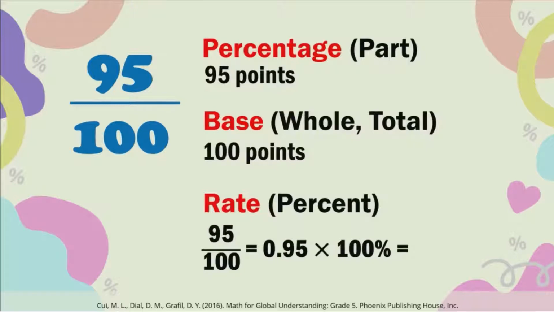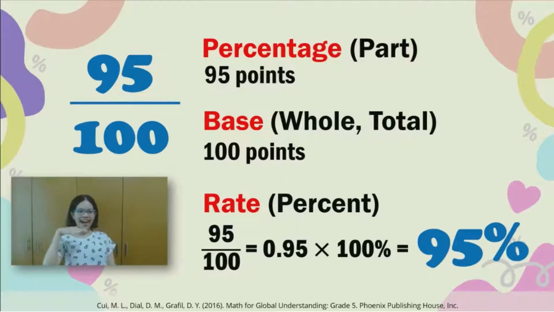95 divided by 100 is 0.95. Multiply the quotient 0.95 by 100%. So, 95% is your rate in the exam, the part you got correctly out of the whole. Quite high. Keep studying to maintain that rate.